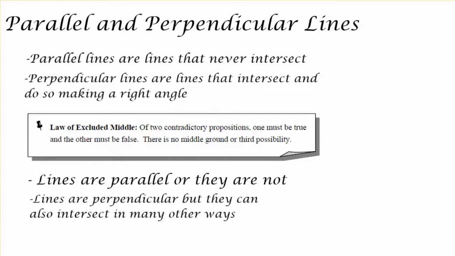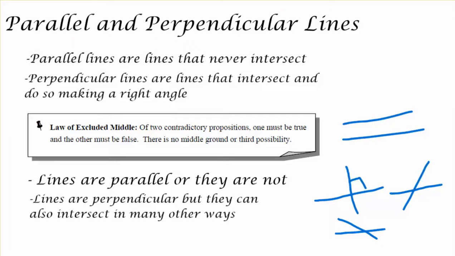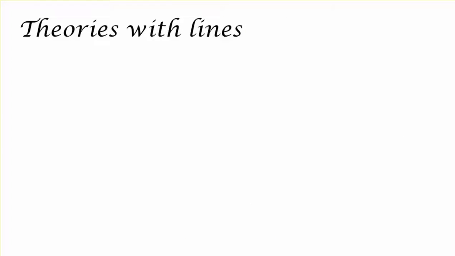For example, lines are either parallel or they're not, but perpendicular lines can be perpendicular, but they can also intersect in many other ways. Let me draw a few examples. I can have two lines that are perpendicular, but I can have two lines that are not, and they can intersect with lots of different angles. Parallel lines, on the other hand, are either parallel or they're not, or they intersect.